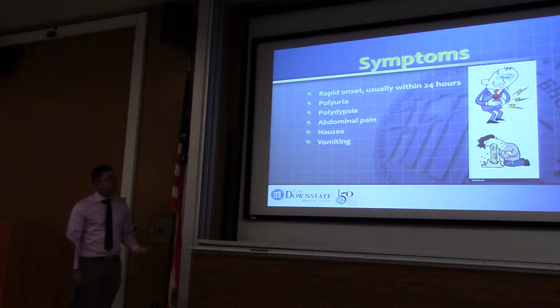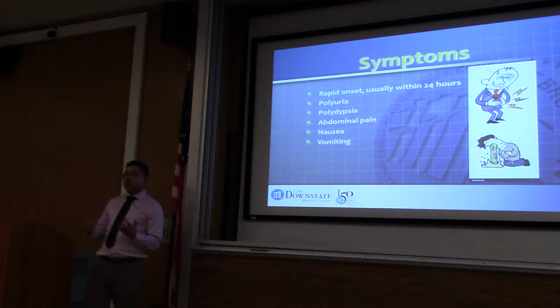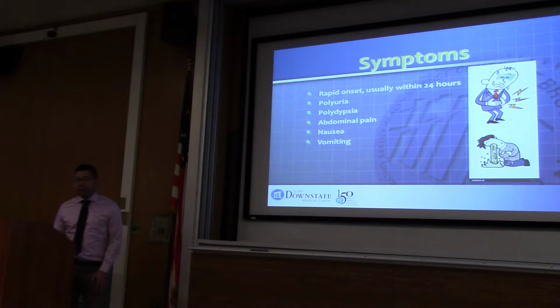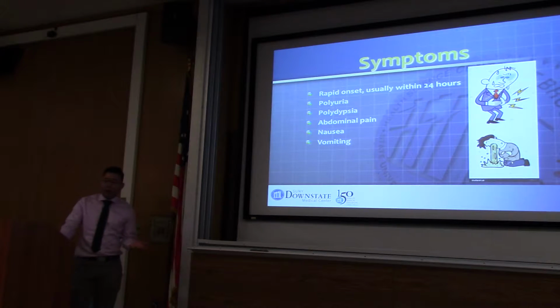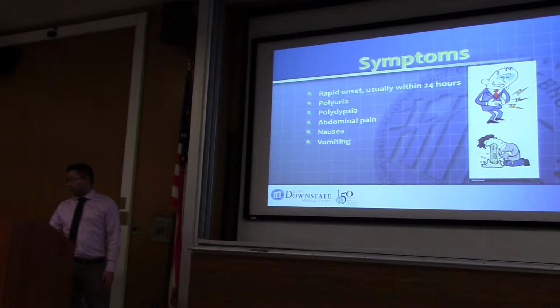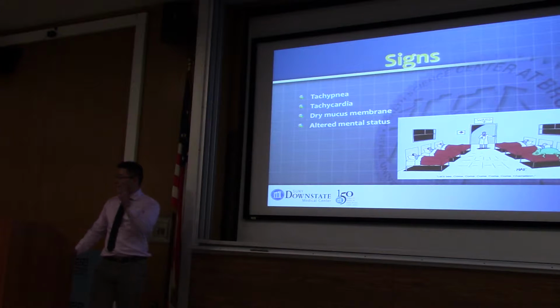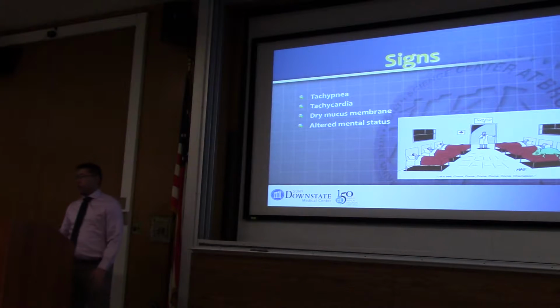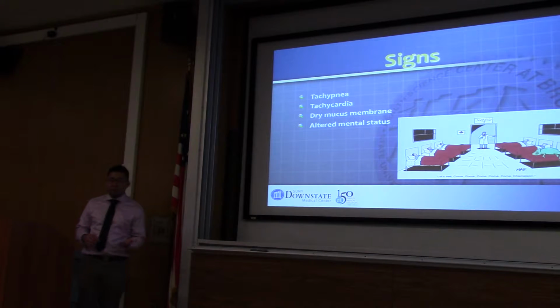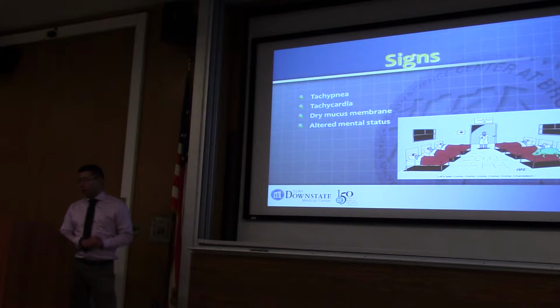For patients coming in with DKA, the onset is usually pretty rapid, happening within 24 hours. They come in with polyuria, polydipsia. Some of them also have abdominal pain, nausea, and vomiting. Some of the things you might notice on physical exam are tachypnea and tachycardia. You might also notice very dry mucous membranes. And depending on how sick the patients are, you can sometimes notice altered mental status. How altered they are can also give you an idea of the level of DKA they're in.